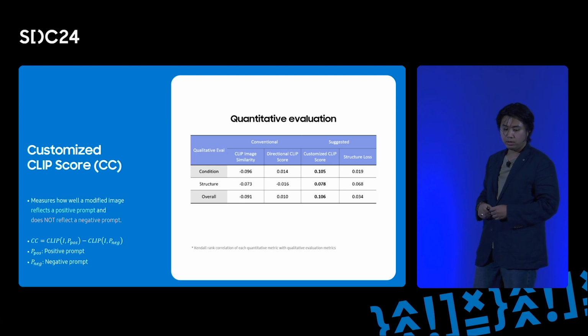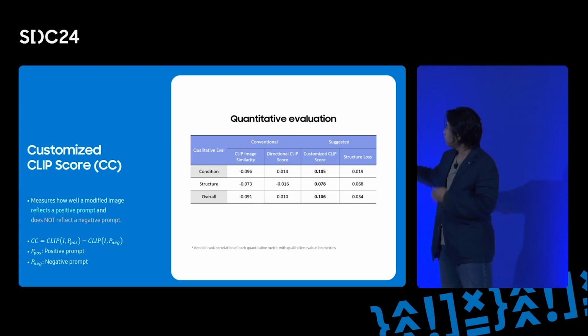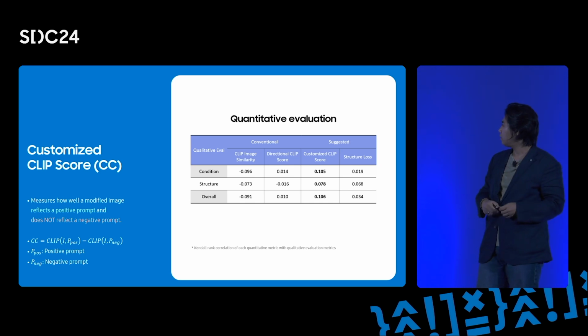Finally, we used the customized clip score for filtering our newly trained models. So, correlation is the largest in the customized clip score.